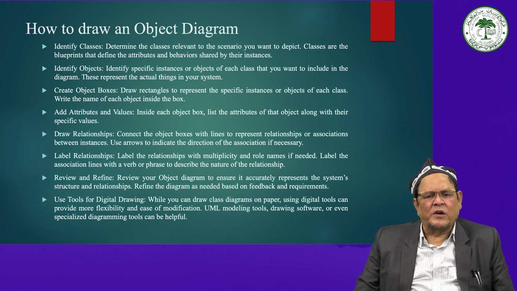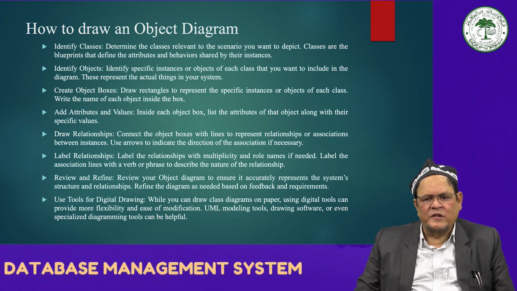How to draw an object diagram. Identify classes. Determine the classes relevant to the scenarios you want to depict. Classes are the blueprint that defines the attributes and behaviors shared by their instances.